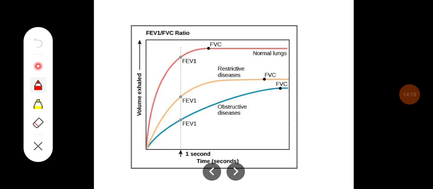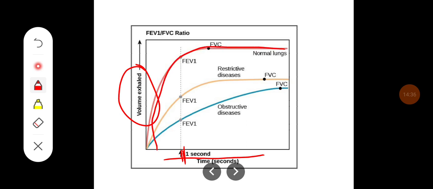So this is a diagram showing the volume of air which is exhaled against the time. So this is the 1 second cutoff. Normally 80% of the air is expelled in the first second. In restrictive lung diseases, the amount of FVC is reduced. Okay, and in obstructive disease, the FEV1 is drastically reduced.